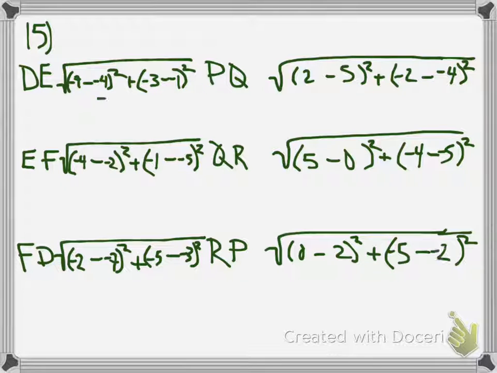And then I type that into the calculator, and I get DE is 3.61. Then I do PQ, and I get 3.61. So they are congruent. Okay? But I do EF, and I get 4.47. I do QR, and I get 5.09. Those aren't congruent. So DEF can't be congruent to PQR.